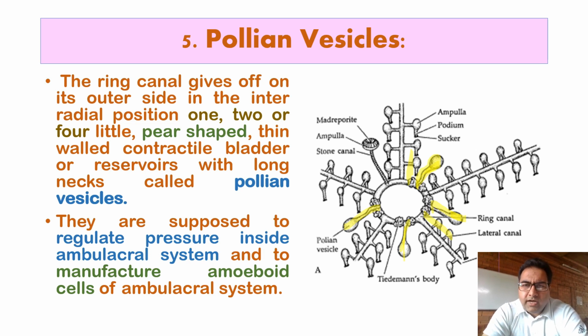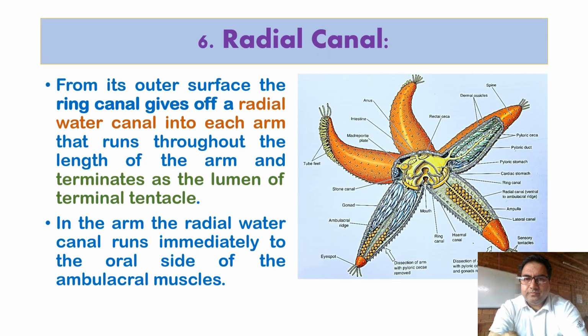They are supposed to regulate the pressure. Now the main aim of these Polian vesicles is to regulate the pressure inside the ambulacral system, and to manufacture the amoeboid cells of the ambulacral system. So what is the function of the Polian vesicle? It is to regulate the pressure of the water inside the ambulacral system, and to manufacture the amoeboid cells in the ambulacral system.